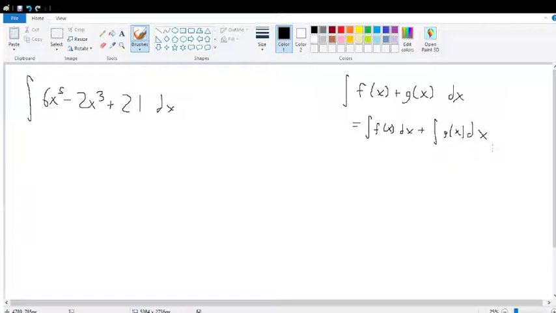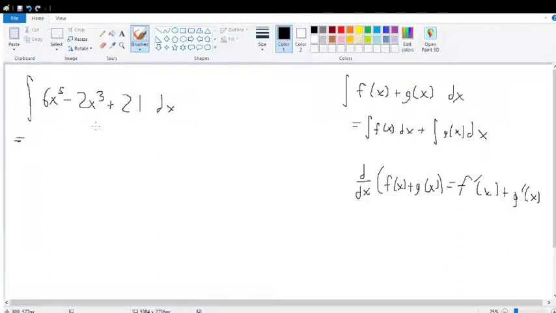So it's like derivatives, where the derivative of f of x plus g of x, two functions of x, the derivative of this entire thing will be f prime of x plus g prime of x. The derivative of f of x plus the derivative of g of x. So you could say the same thing here. This is the same as the integral of 6x to the 5th plus the integral of negative 2x cubed plus the integral of 21, all with dx's at the end. You always need the dx at the end of the integral.